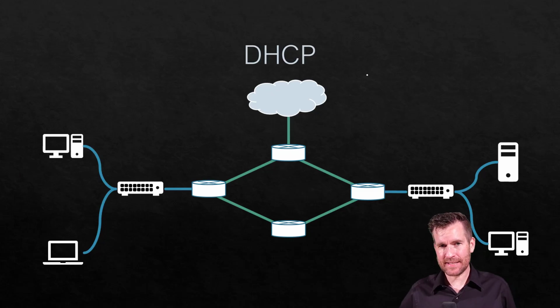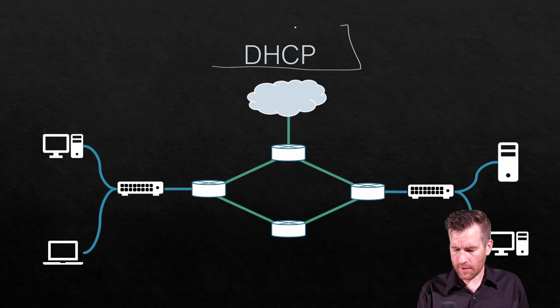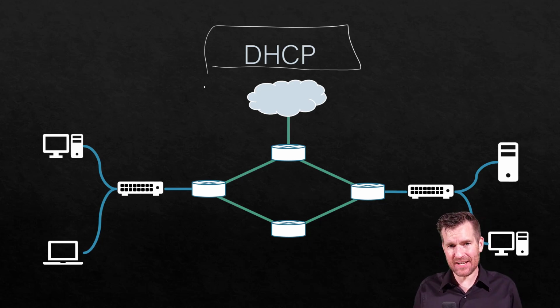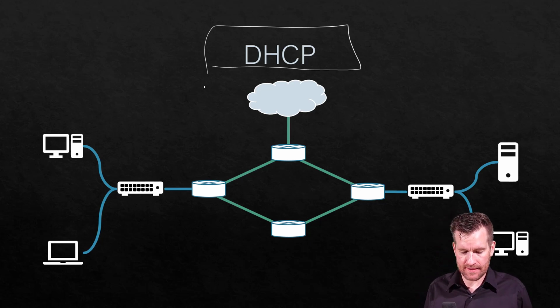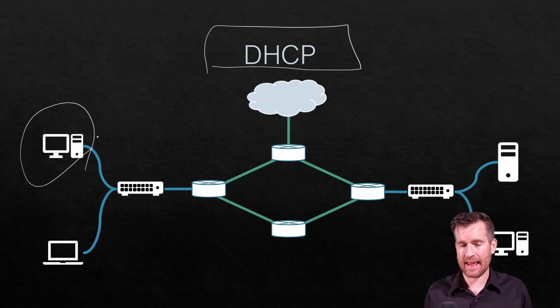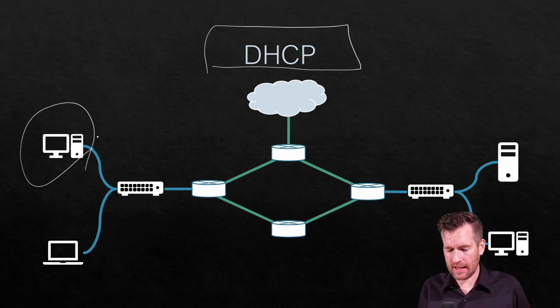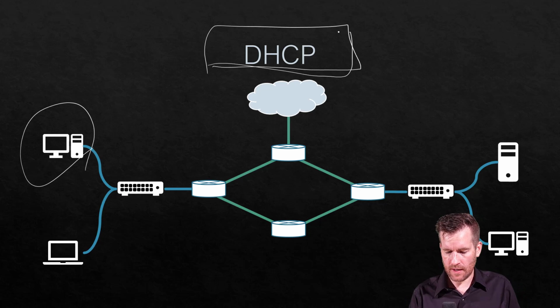All right, next up, DHCP. We're going to consider DHCP as part of the application layer. Devices on your network need to get an IP address, so they get it through Dynamic Host Configuration Protocol. But there are some things to watch out for.